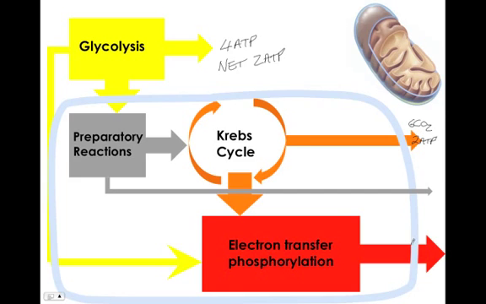And then lastly, the electron transfer phosphorylation. Remember, that's the big jackpot. That ends up producing 32 ATP molecules. This results between all three processes then in a net total of 32 plus 2 plus 2, 36 ATP molecules created for every molecule of glucose that we end up burning.